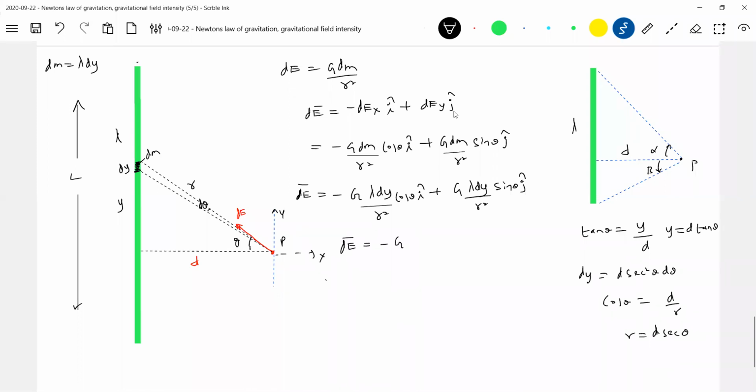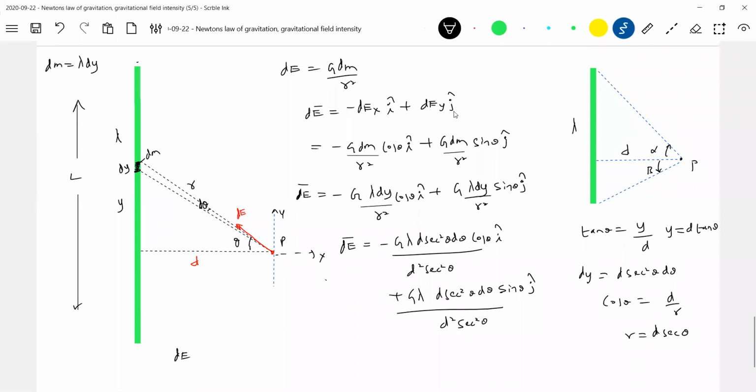dE bar equal to minus G lambda. dy will be d secant square theta d theta, cos theta I cap. R square will be G lambda. Let's see, secant square theta d square, everything will end up with minus G lambda by d cos theta.